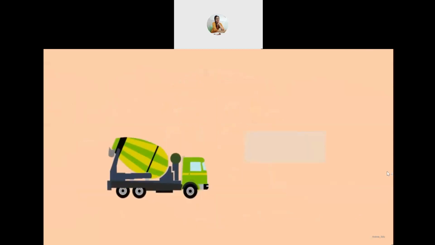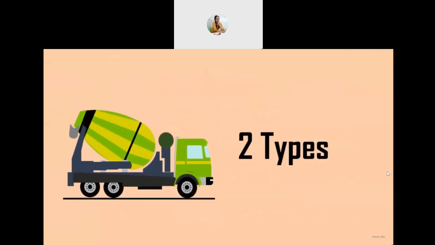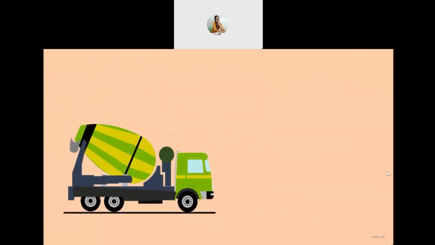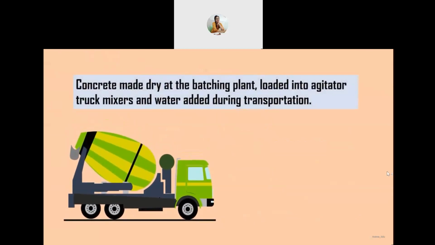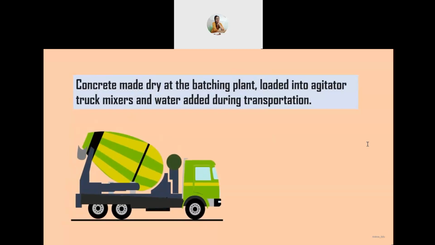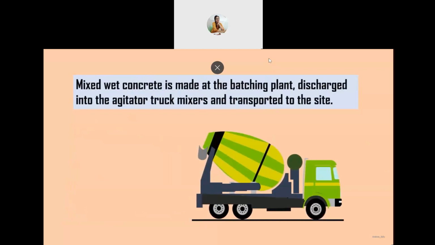The transit mixer is of two types. One type is the concrete made dry at the batching plant, loaded into agitator truck mixers and water added during transportation. In the other type, mixed wet concrete is made at the batching plant, discharged into the agitator truck mixers and transported to the site.